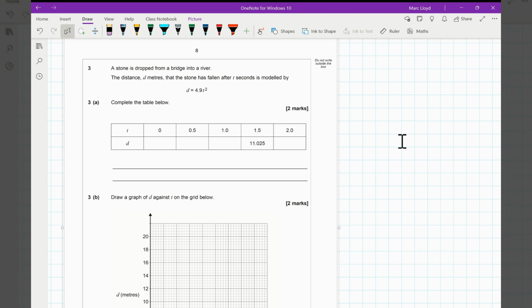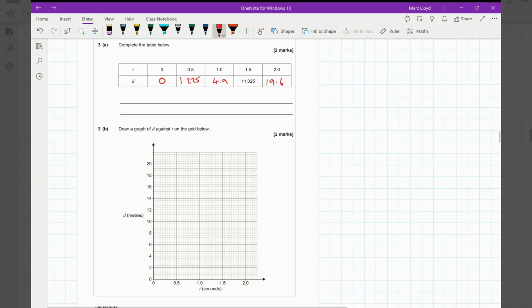So a stone is dropped from a bridge into a river. The distance, d meters, that the stone has fallen after t seconds is modelled by d equals 4.9 t squared. Complete the table below. So this is just substitution, and make sure that you are doing 4.9 times by t times by t. Do not do 4.9 times by t and then square it. That won't work. So our values we get 0, 1.225, 4.9, and 19.6. That's the two easiest marks you're ever going to get.